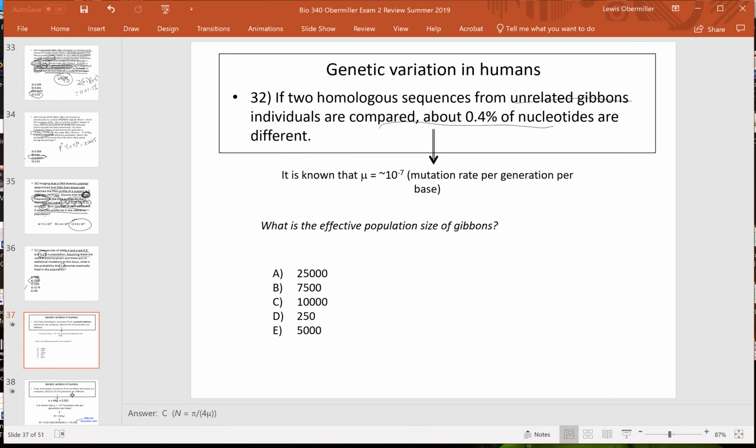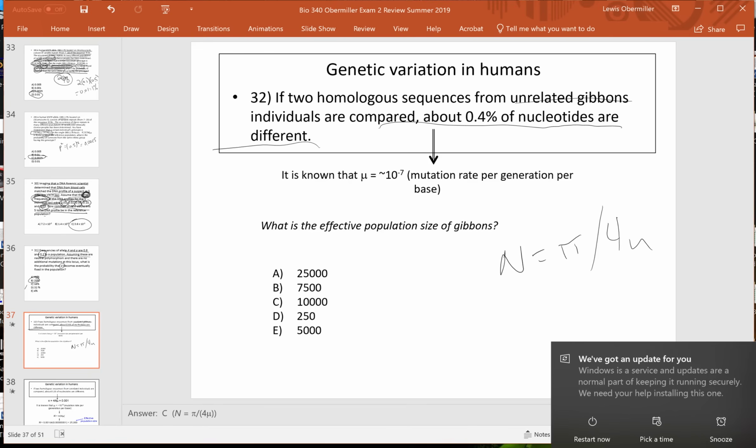Unrelated givens, 4.4% nucleotides are different. So we can do N equals pi divided by 4 times the mutation rate to calculate this.